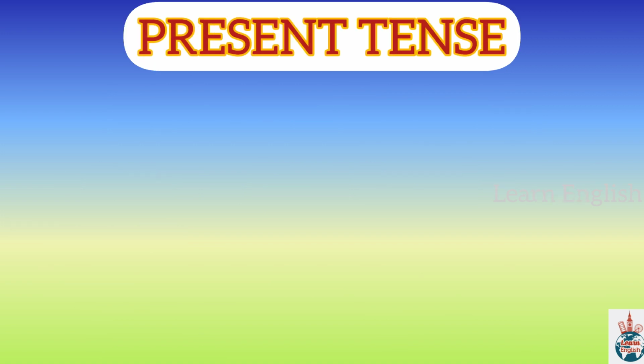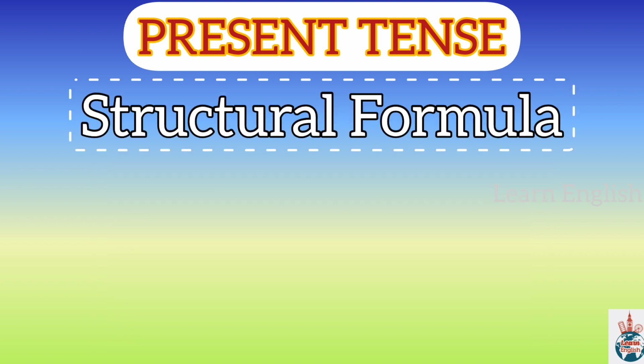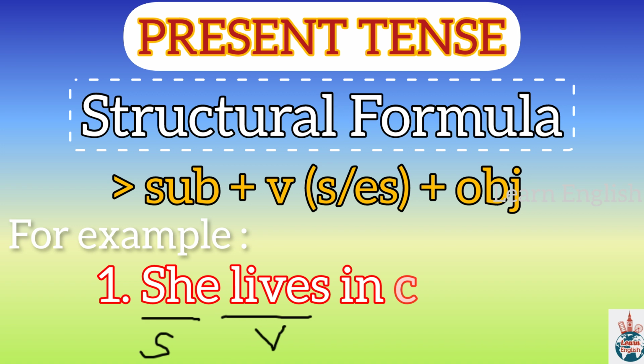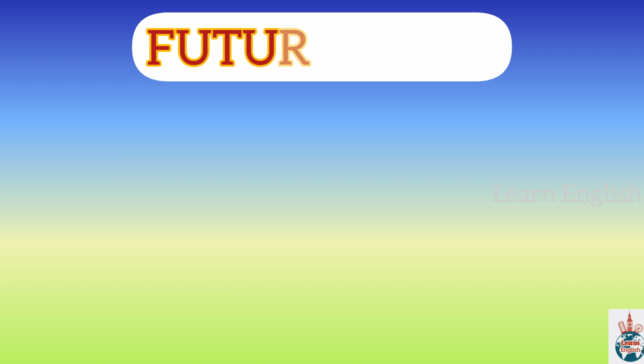Let's see present tense. The simple present tense or present tense is one of the most basic tenses in English. We use present tense to talk about something that is currently going on, something that is habitually performed, or a state that generally or currently exists. What is the structural formula for present tense? Subject plus verb, S or ES, plus object. Let's see the example. She lives in Canada. Bob drives a taxi.